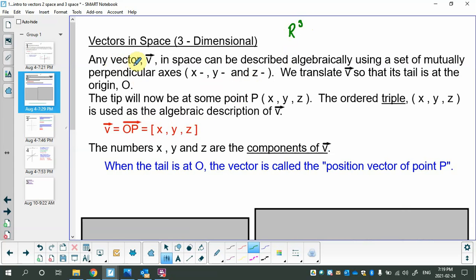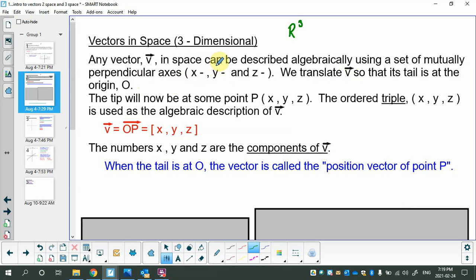And I'm still going to talk about a vector v, but I'm changing it to 3 space. In space, a vector can be described algebraically using a set of mutually perpendicular axes. So that means 3 axes that are perpendicular to each other. And we call them, fortunately, x, y, and the third one is z. And just like R2, just like 2 dimensions, we translate vector v so that its tail is at the origin, only the origin is no longer (0, 0) with round brackets.